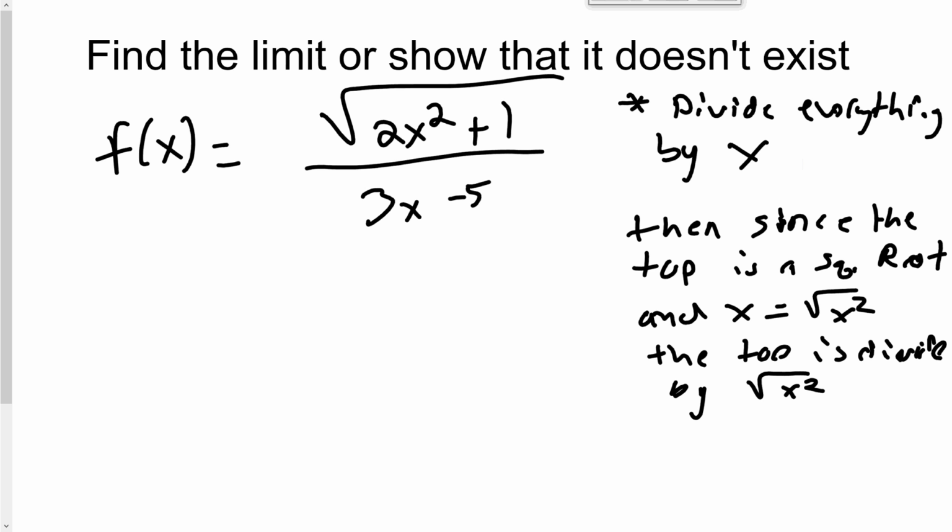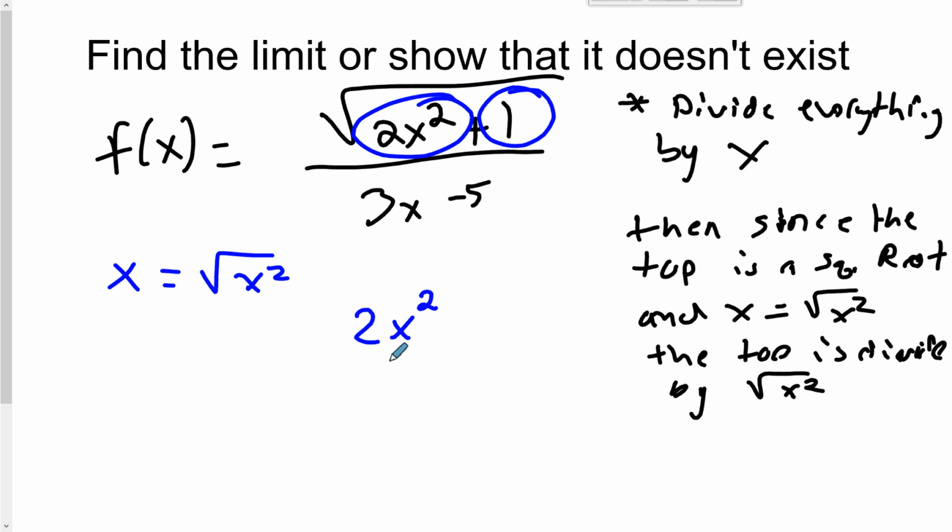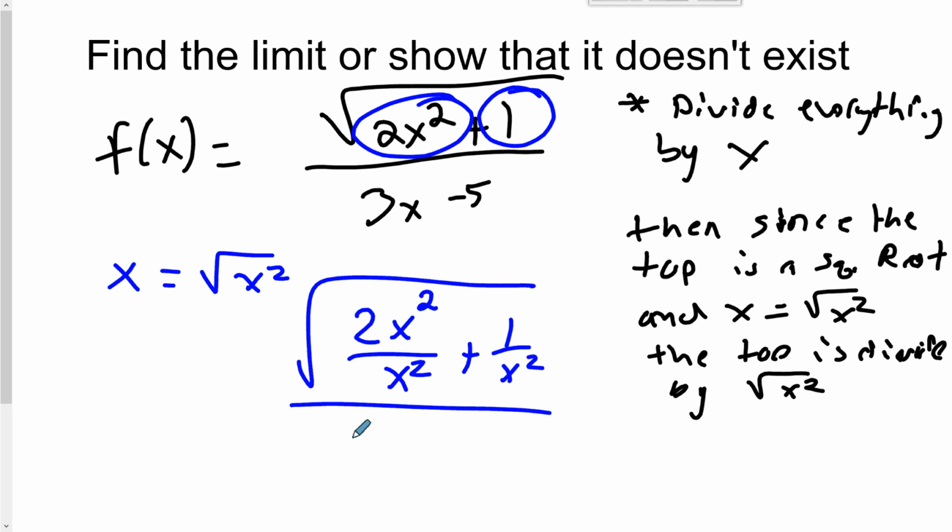Okay, so you could go ahead and pause the video and try this. This is a more complicated one, so you'd have to divide everything by x. But because the top is being square rooted, you're going to have to divide the top by the square root of x squared. In reality, I'm dividing everything by x, but x is the same thing as the square root of x squared. So inside of here, I want to divide both of these by x squared. And it's still being square rooted, but the bottom I'm dividing by x, because x and x squared being square rooted is the same thing.